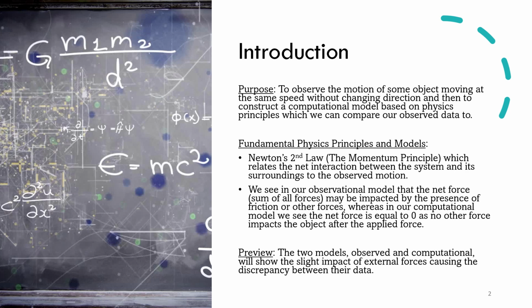We also see in our observational model that the net force, the sum of all forces, may be impacted by the presence of friction or other forces, whereas in our computational model we will see the net force is equal to zero as no other force impacts the object after the applied force. And for a brief preview, the two models, observed and computational, will show the slight impact of external forces causing the discrepancy between their data.